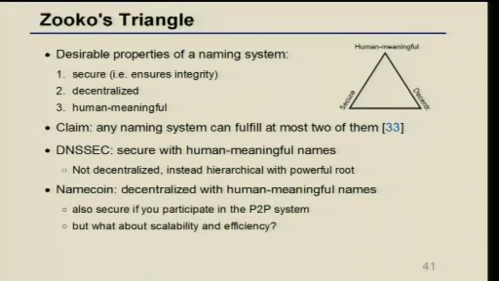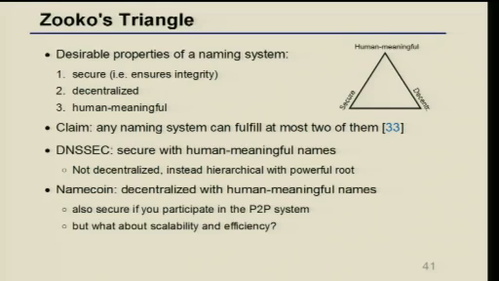Last slide. Let's take a look at Zooko's triangle. What is Zooko's triangle? Think of what are desirable properties of a naming system. You want a naming system to be secure. You want a naming system to be decentralized. You want a naming system to use new and meaningful names. So not random names generated by some secure random number generator. And now the claim of Zooko's triangle, of Zooko, a peer-to-peer hacker, is that any naming system can fulfill at most two of these properties.